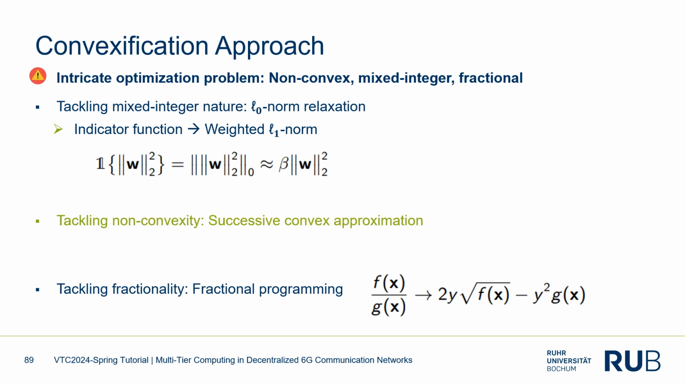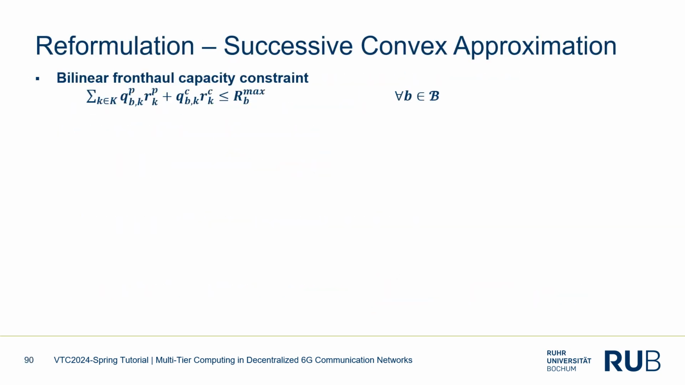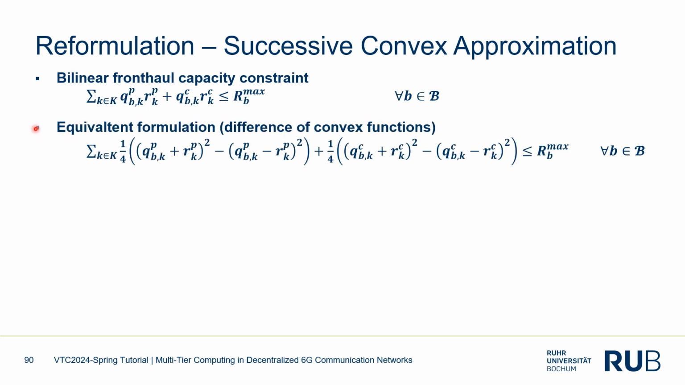Now we're going to talk about the successive convex approximation approach in the context of rate splitting and common message decoding in hybrid cloud and mobile edge computing networks. So we start by checking again the fronthaul constraint, where we have the variables Q and R. Both are optimization variables, so we can say that this formulation is bilinear. What we do next is equivalently reformulate this equation as a difference of convex functions.